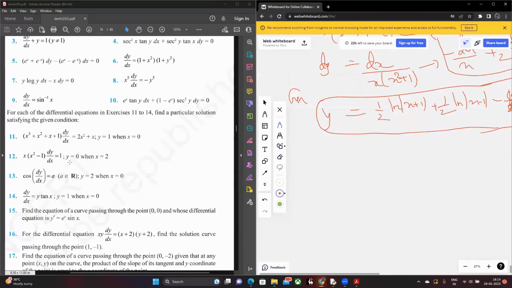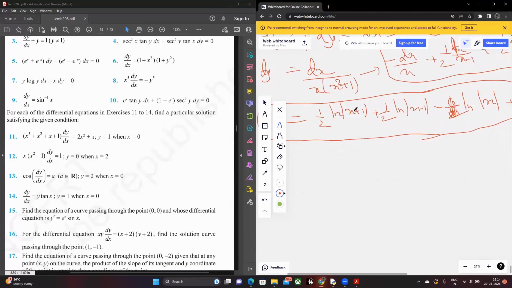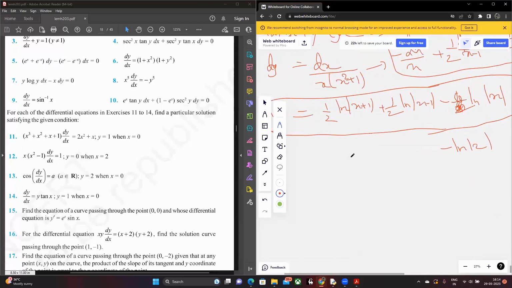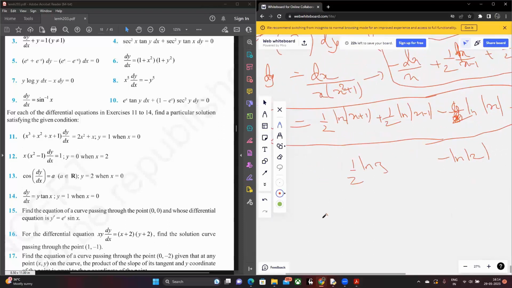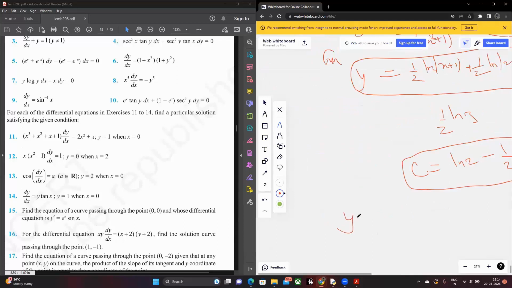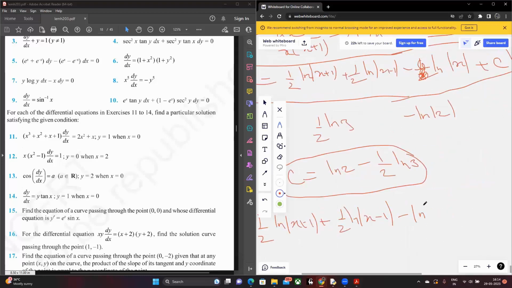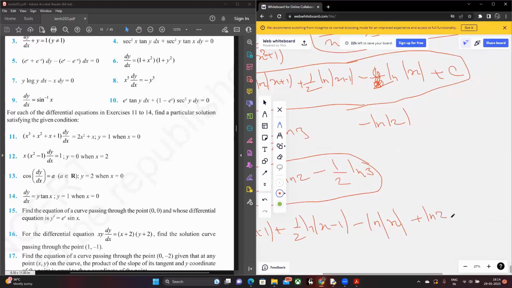When x is 2, y is 0. When x is 2 over here, what you basically get is this will be 0, this will be minus log mod 2, this will be half of log 3, right? So c is basically log 2 minus half of log 3. Therefore, the particular solution is y equals half log mod (x plus 1) plus half log mod (x minus 1) minus log mod x plus log 2 minus half log 3.